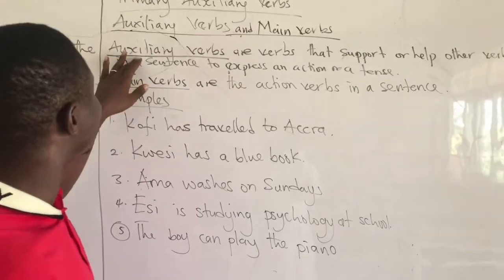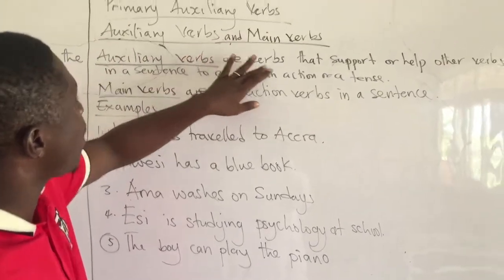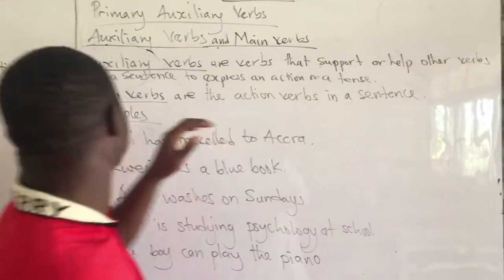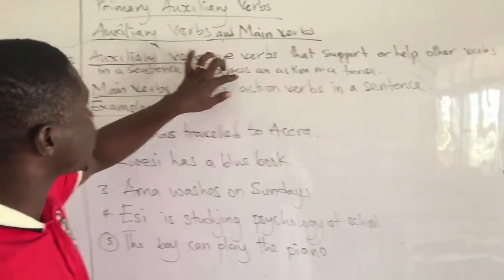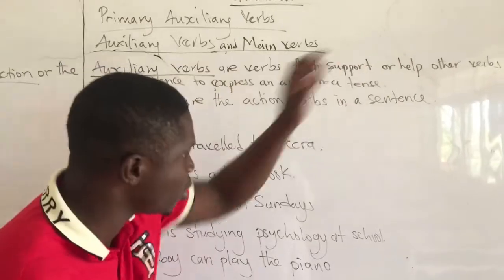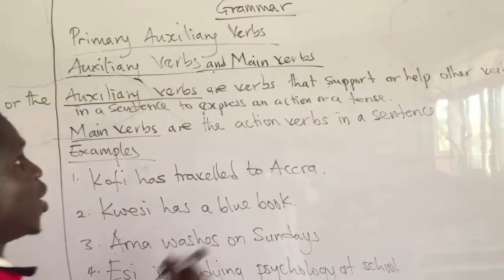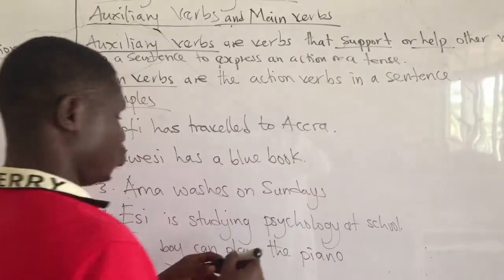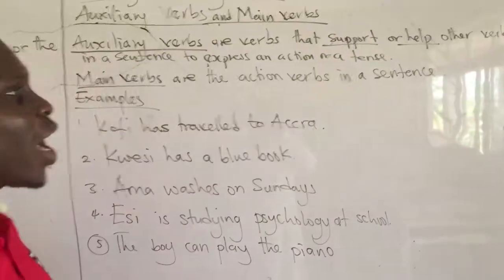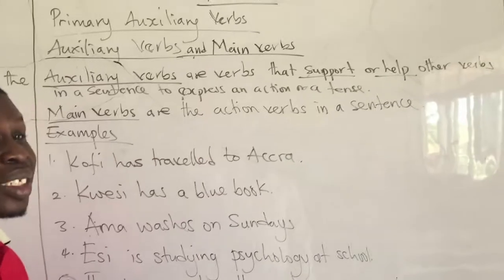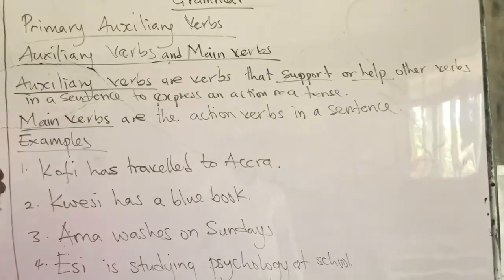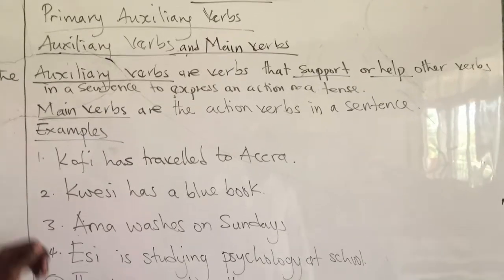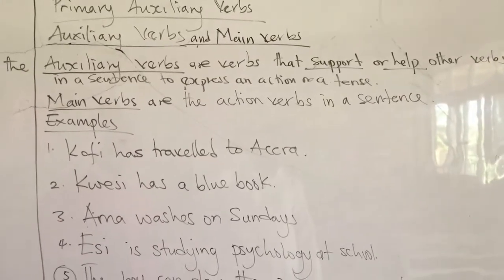Now, when we talk about auxiliary verbs, they are verbs that support or help other verbs in a sentence to express an action or a tense. So the keyword here is what? Or keywords are support and help. So they will not be part of the action that is supposed to take place in that tense or sentence or action being performed. Let's use this example to understand what I mean by that.